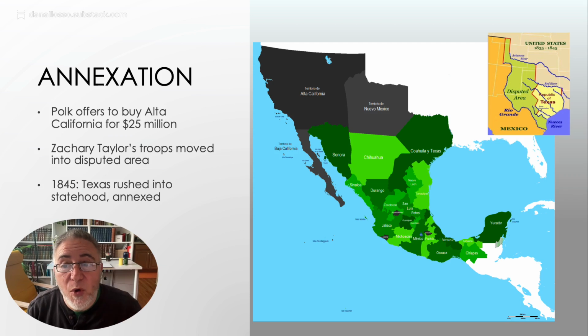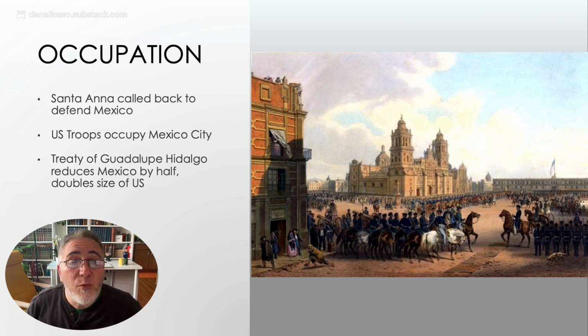President James K. Polk offered to buy the disputed territory, as well as Alta California, for $25 million. But Mexico refused. Polk then moved U.S. troops, led by General, later President, Zachary Taylor, into the area, and the Mexicans attacked the patrol. Blood was shed, and this led to both nations declaring war on each other. The Mexican-American War was almost entirely fought in Mexico.